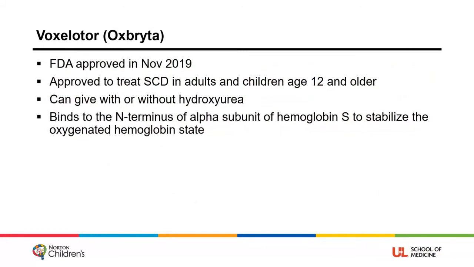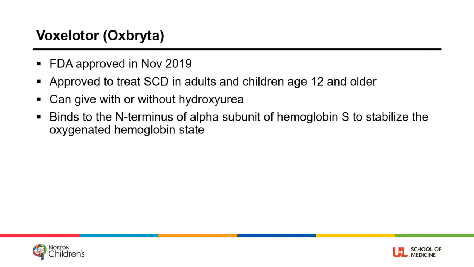The next medicine I'll discuss is voxelotor, or Oxbryta. This medicine obtained FDA approval in November of 2019 for adults and children aged 12 and older. The drug was studied in patients both with and without hydroxyurea. The drug directly targets hemoglobin S polymerization by forming a reversible covalent bond with the N-terminal valine of the alpha chain of hemoglobin. This changes the conformation of hemoglobin in a manner that increases affinity for oxygen and reduces the amount of deoxygenated hemoglobin S available for polymerization.